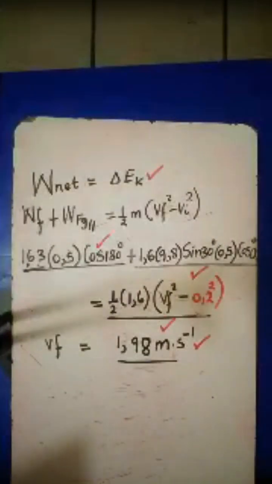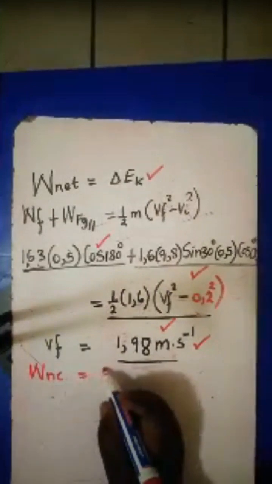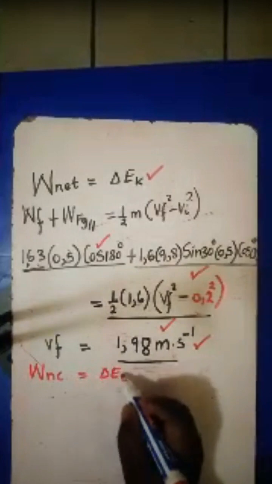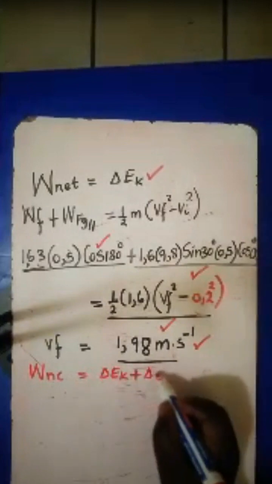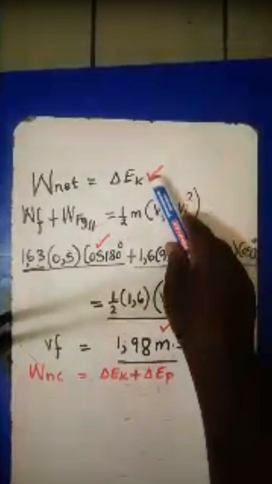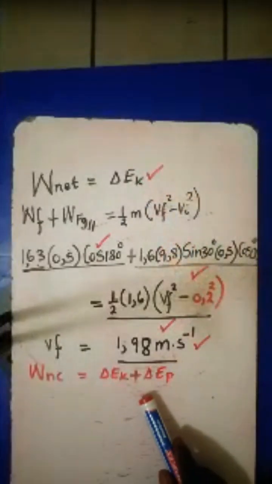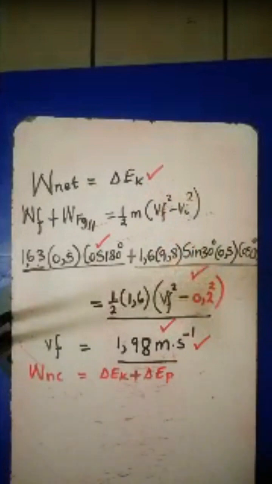It's not the only approach you can use, colleagues. You can use WNC, those who know this one. WNC is equal to change in EK plus change in EP. If you use this approach, we are still going to get the same answer, 1.98. Normally the work net change in EK is very straightforward, but if you are comfortable with this one, your answer must come the same. It's also accepted. It's very correct.